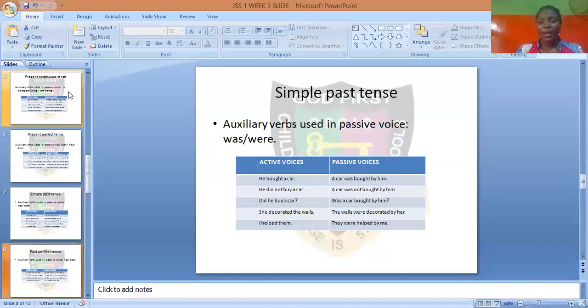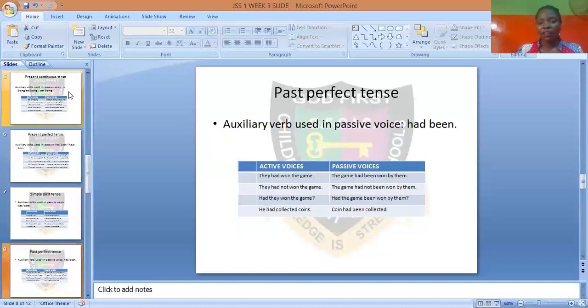Moving on, past perfect tense. The auxiliary verb used in the passive voice is had been. They had won the game. The game had been won by them. They had not won the game. The game had not been won by them.